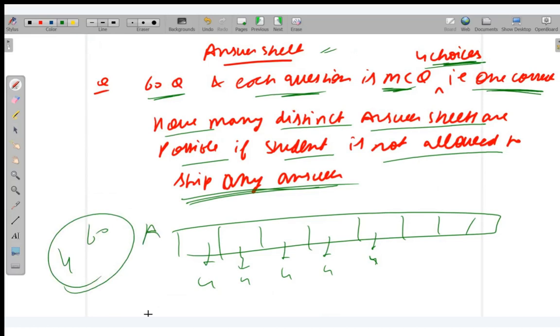Just to confuse you, they can give the answer like this also. 4 is nothing but 2 power 2, so (2 power 2) power 60 comes out to be 2 power 120. So they can give the answer like this also, just to confuse you.